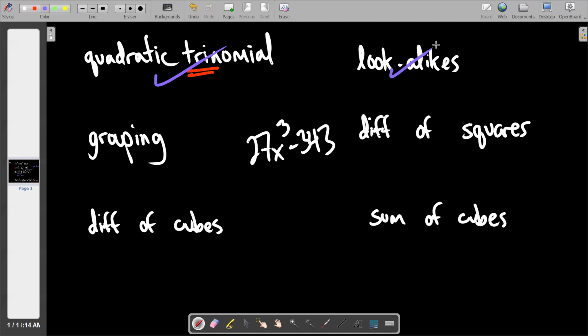Right, because lookalikes are just like quadratic trinomials. They have 3 terms also. They just have buffed exponents. What else can't it be? Right, and why do we know what is grouping? What's our tell for grouping?